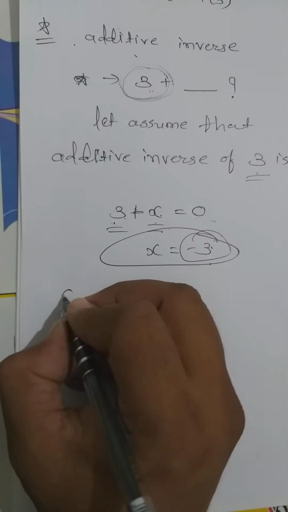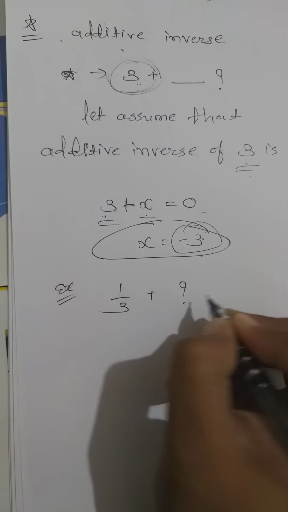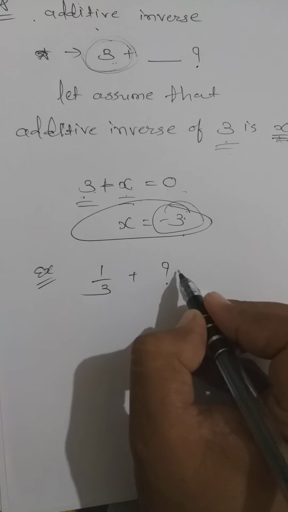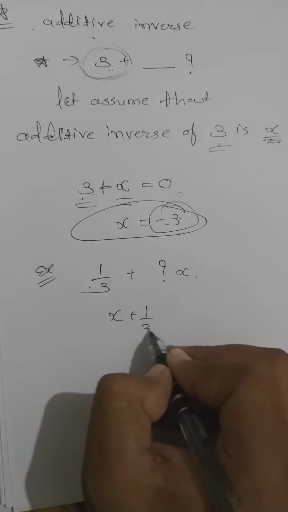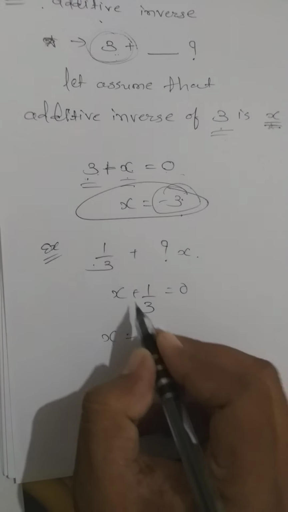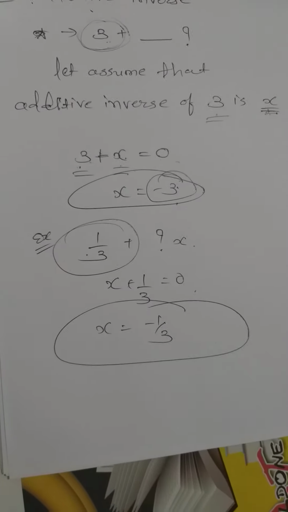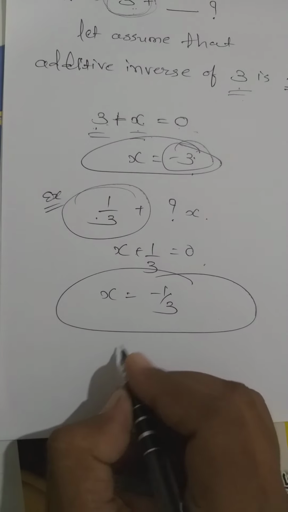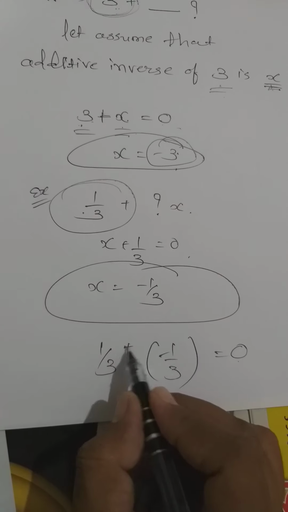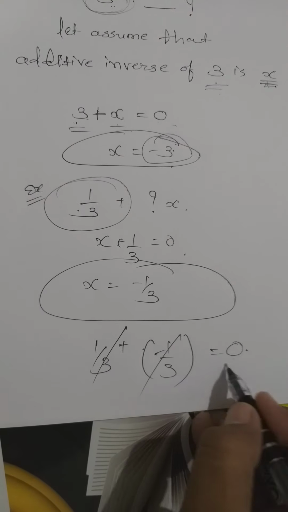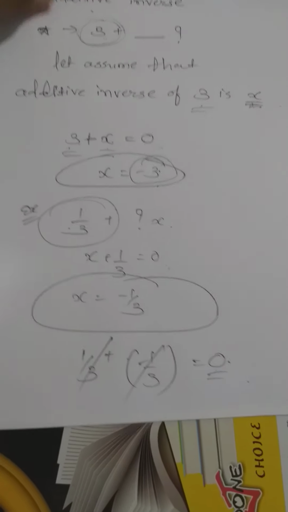Now suppose I want to find the additive inverse of 1 upon 3. Let us assume the additive inverse is x. Then x plus 1 upon 3 is equal to 0. Then x is equal to minus 1 by 3, as plus 1 by 3 goes to that side and becomes minus. So the additive inverse of 1 by 3 is minus 1 by 3. Let us verify: 1 by 3 plus minus 1 by 3 is equal to 0. The plus and minus cancel and the answer is 0. So additive inverse can be found like that.